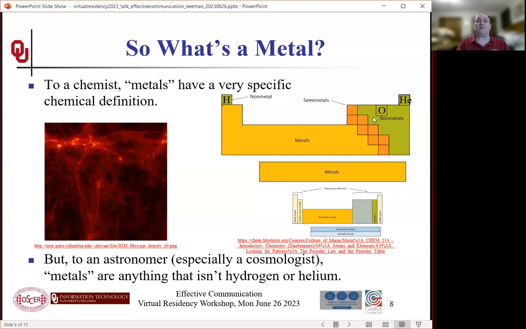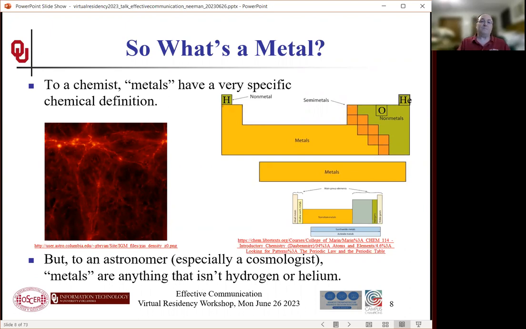So oxygen is over here in the non-metals, but we have a pretty clear definition of metals in a chemical sense. And I think we all understand what metals are in the colloquial sense. They're hard, shiny things that reflect. Of course, there's the exception that mercury is the only metal that is liquid at room temperature, but almost all metals are hard solids at room temperature and so on and so forth.